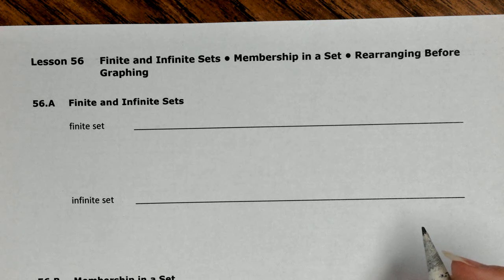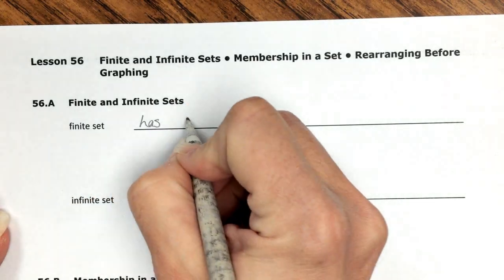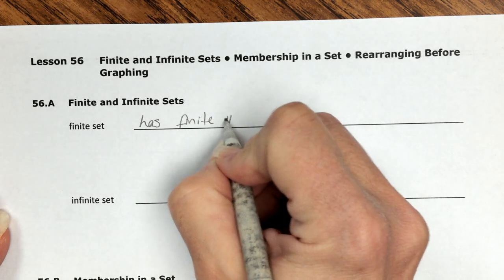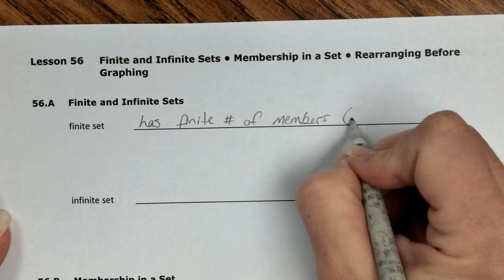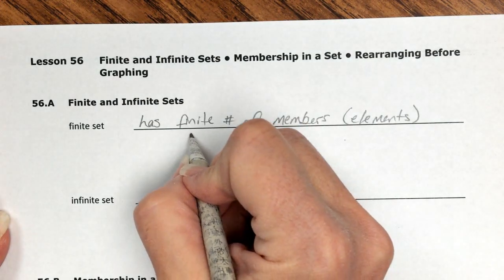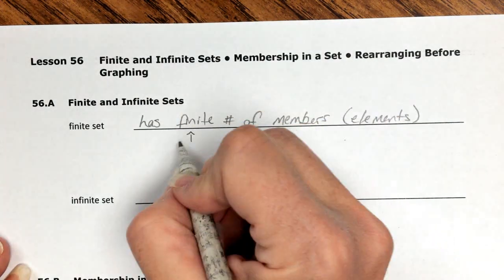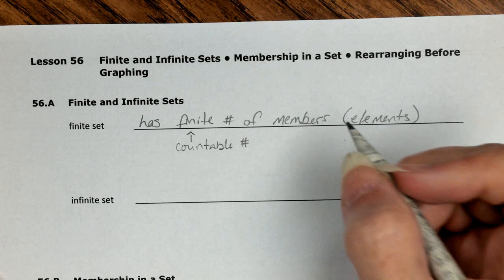Algebra 1, Lesson 56. Part A is about sets, finite and infinite sets. Finite means there's a limit, like there's a specified number of items. A finite set has a finite number of members or elements. Okay, and so this is a countable number. There's an end.